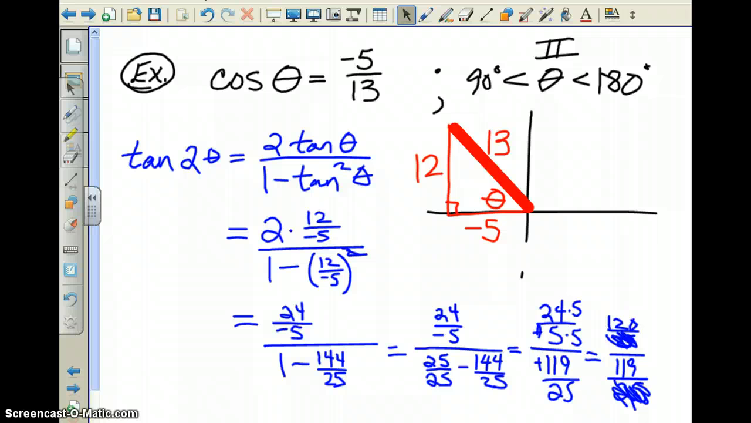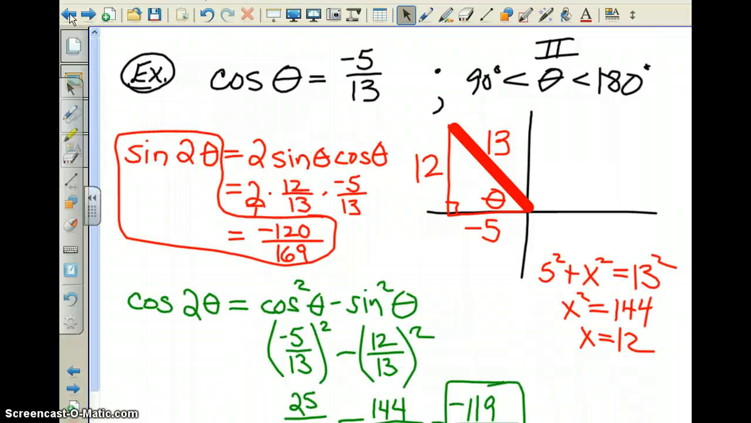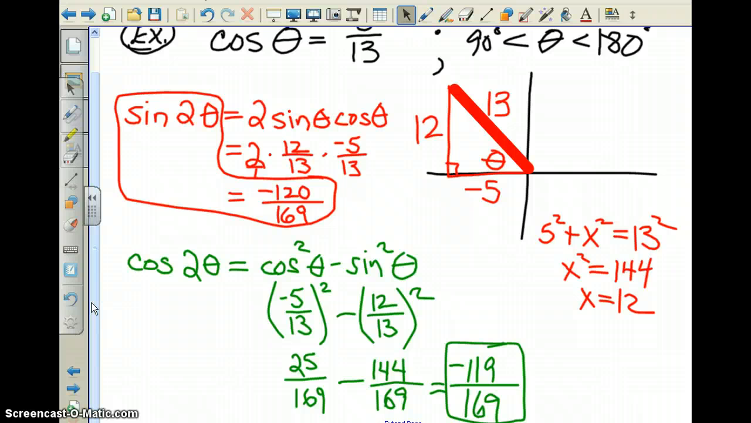And it's important to notice here that I could have gotten that answer for tan much more easily just by taking the answer from sin 2 theta, negative 120 over 169, divided by the answer from cos 2 theta, negative 119 over 169. Because sin divided by cos is equal to tan, we would have ended up with 120 over 119.